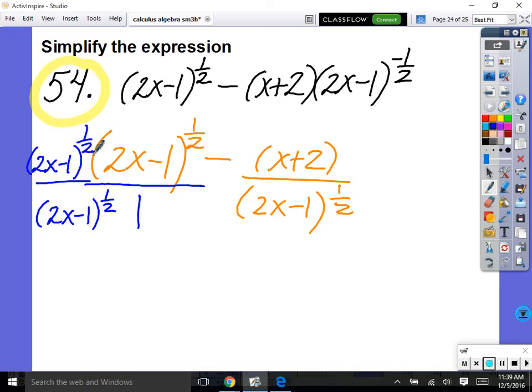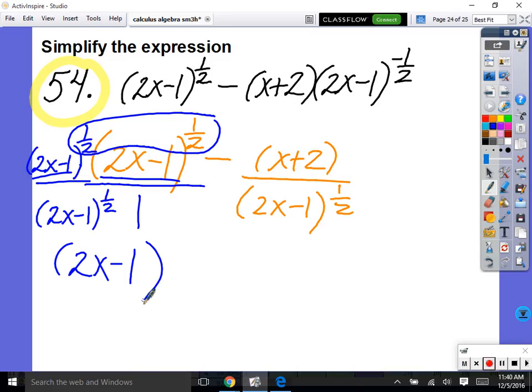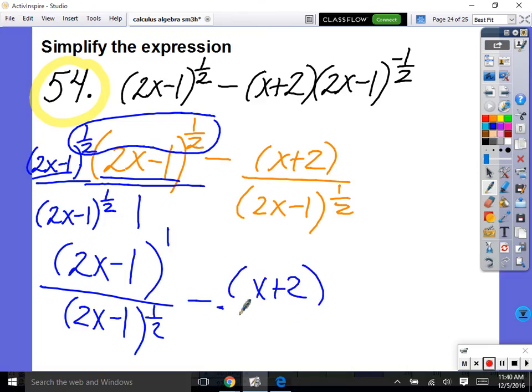So from here, we are multiplying the same base, right? So what do we do with our exponents? Add them. So this is 2x minus 1 to the 1/2 plus 1/2, which is 1. Great. And that's all over, I always show my work. In calculus, being lazy will hurt you. So minus x plus 2 over 2x minus 1 to the 1/2.